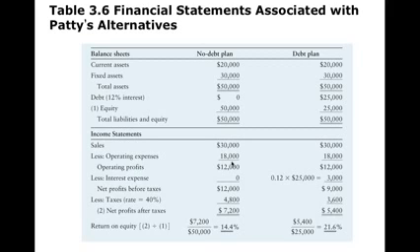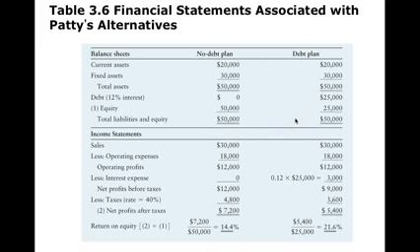So in the no debt plan, she would have her current assets, fixed assets, and total assets the same in both plans. But here, she'd have an interest charge. So interest and equity, there's an interest charge, but the total debt is she's borrowing $25,000 and putting $25,000 of her money in. So together, her liabilities and equity is $50,000. Here, she's borrowing nothing and putting the full $50,000 of her money into the business, and her liabilities and equity are the same, $50,000.